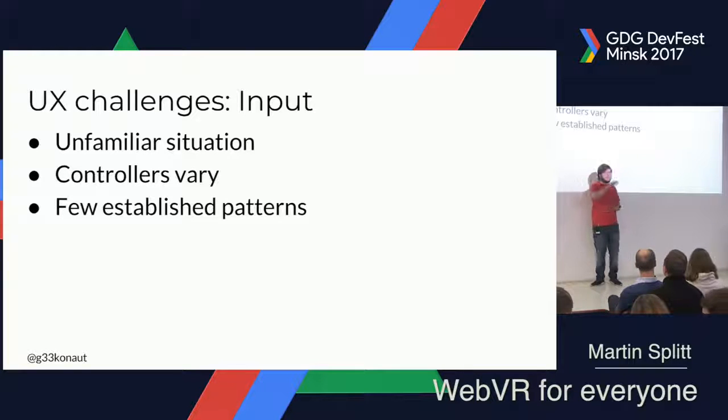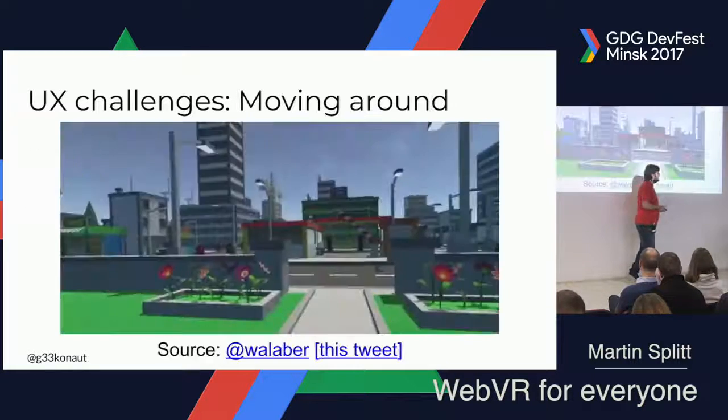As I said, like button clicks, we know how this works. But a button in VR, what do I do? Do I have to actually push it with my hand? But if I don't have a controller, how do I push that button? Oh, I look at it, okay, right, I understand now. But it's not that easy. We don't have established patterns that we can rely on.